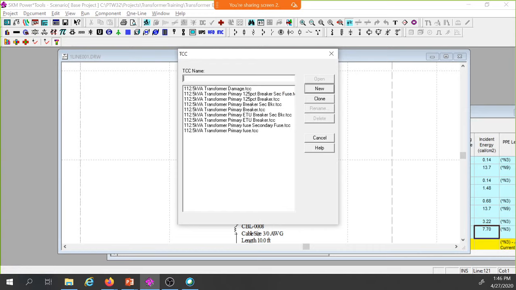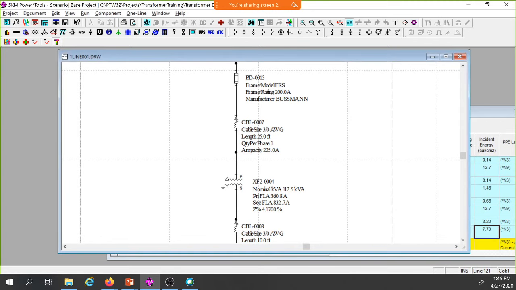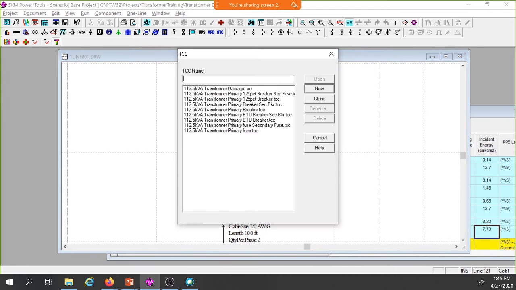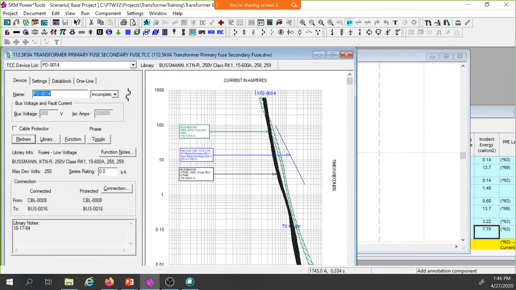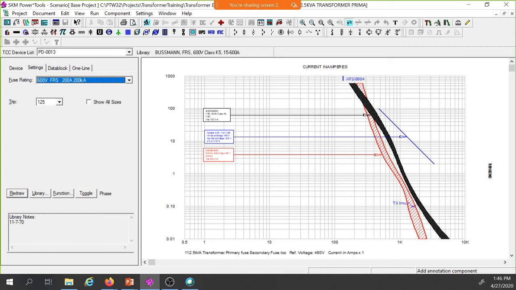So I have a fuse on the primary, fuse on primary and a secondary. Primary fuse and secondary fuse. So there's my time current characteristic curve. This is my primary fuse, and I can have my inrush. I'm going to take that down. Oh no, I have a trip at 125 amps. So that's at 125 amps.